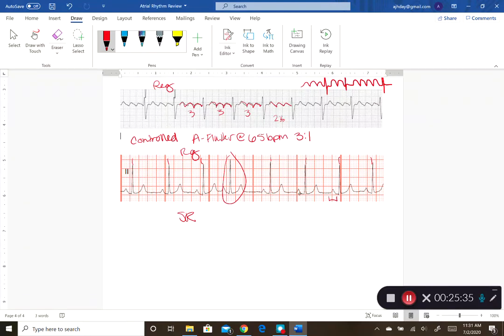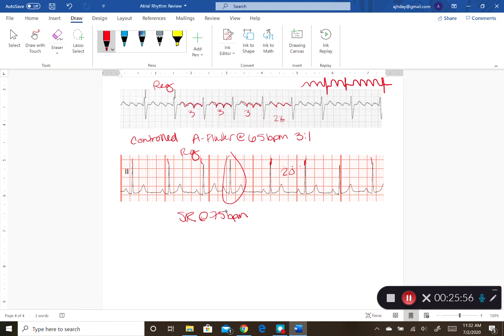Let's go ahead and figure out my rate. This one ends right on a line, so this is the one I'm going to count. 5, 10, 15, 20. Wow, that was perfect. So I have 20 small blocks across. When I do 1500 divided by 20, it gives me a rate of 75 beats per minute.